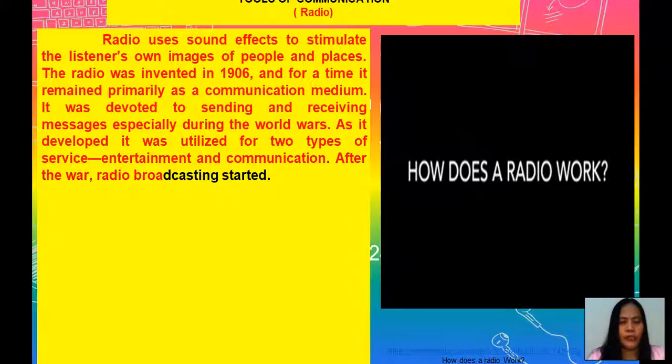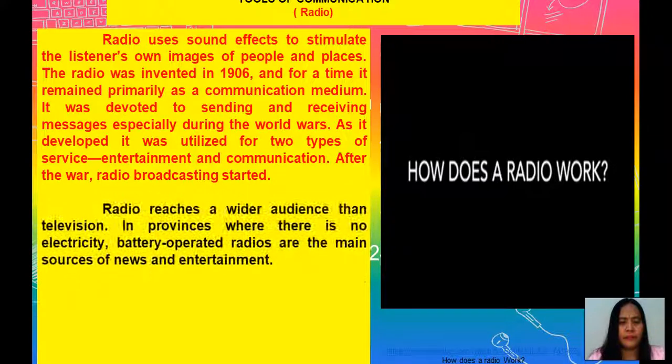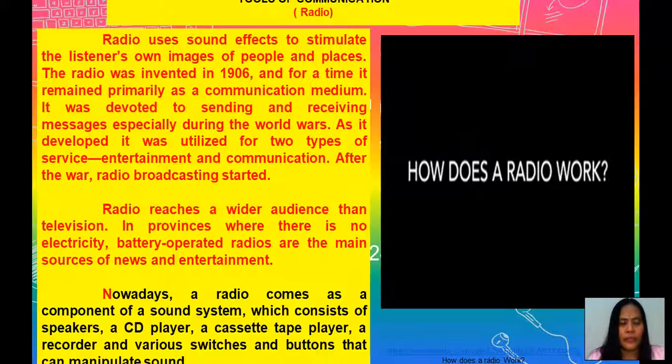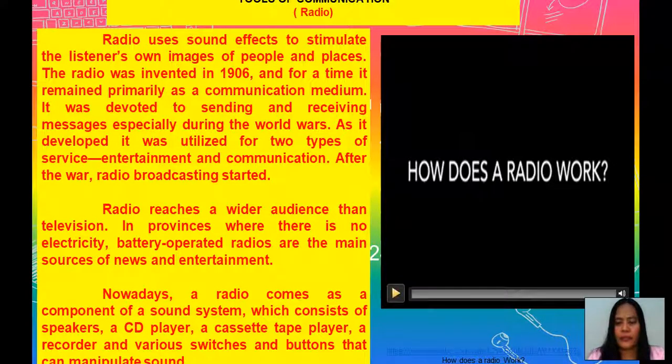After the war, radio broadcasting started. Radio reaches a wider audience than television. In provinces where there is no electricity, battery-operated radios are the main sources of news and entertainment. Nowadays, a radio comes as a component of a sound system, which consists of speakers, a CD player, a cassette tape player, a recorder, and various switches and buttons that can manipulate sound. Let's watch a supplemental video on how does a radio work.